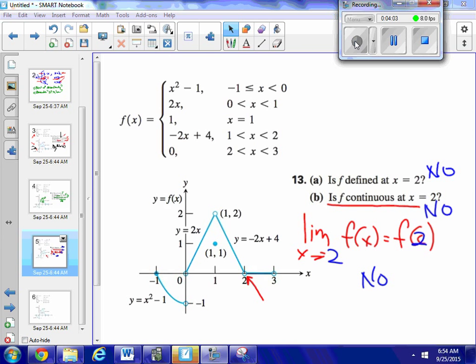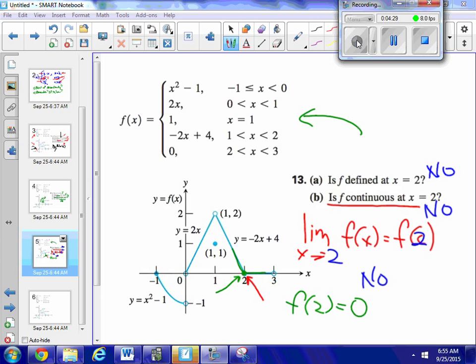Can I make the function be continuous at x equals 2? Yes, I can. If I define f of 2 to equal 0, I add that definition to the function here. If I did that, then I would have a closed circle right there, and my function would now be continuous at that spot.